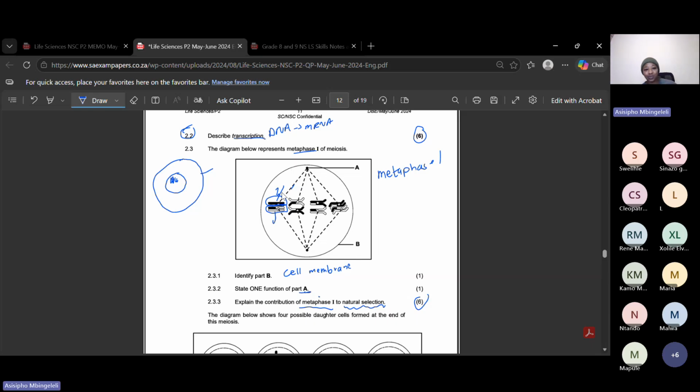This was not easy. This was considered cognitive level 3, because now you are bringing in information about metaphase 1 and then bringing in information about natural selection. It was not easy.